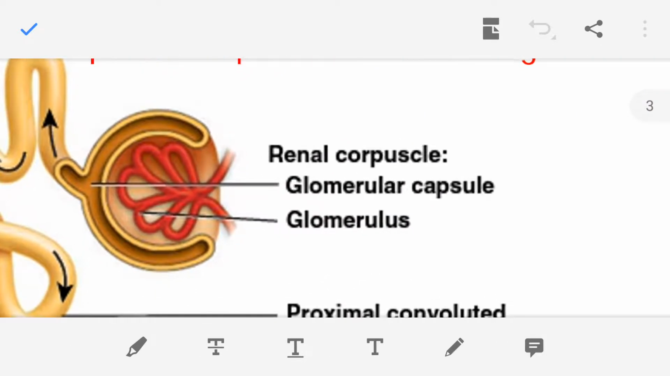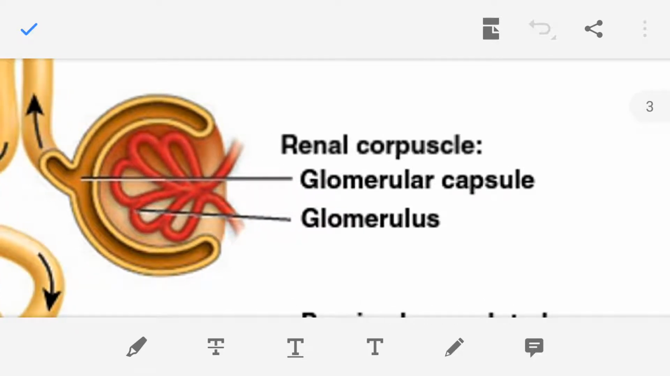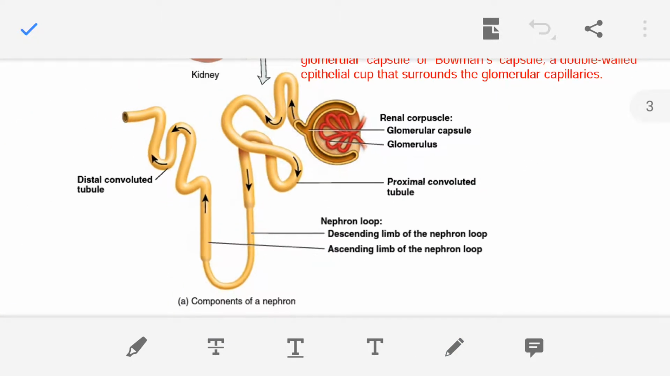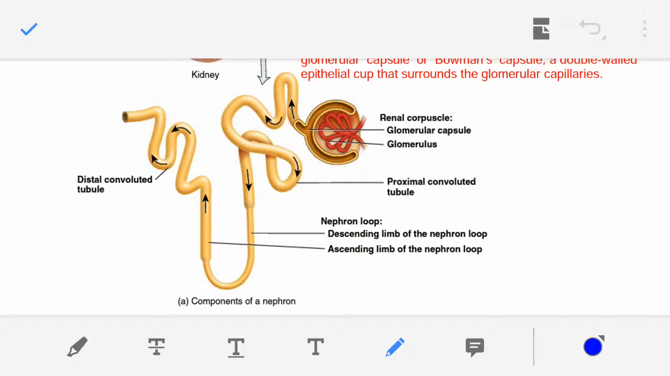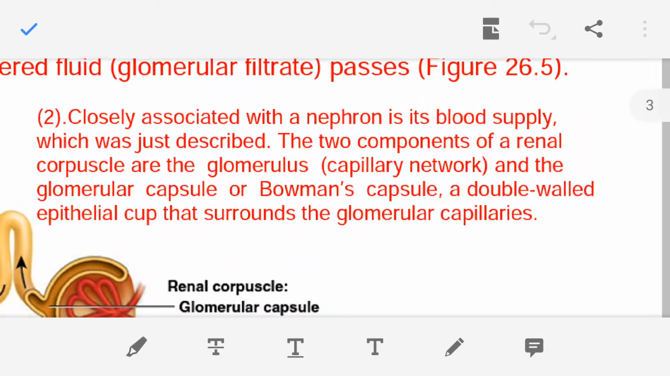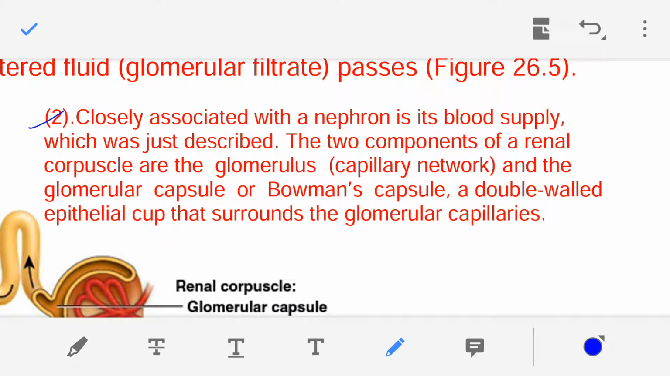On screen now you are looking at the renal corpuscle and its components. One is the glomerular capsule, and inside it the glomerulus is present. Together, the glomerular capsule and glomerulus are known as the renal corpuscle. And this tube-like structure is the renal tubule. This is the second point of our discussion.